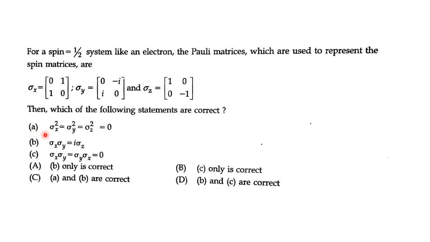The first option given is sigma x square equal to sigma y square equal to sigma z square equal to 0. The next one is sigma x sigma y equal to minus i sigma z. The third option we need to check is sigma x sigma y equal to sigma y sigma x, and whether these both are equal to 0 or not. These are the three properties we are going to check now.